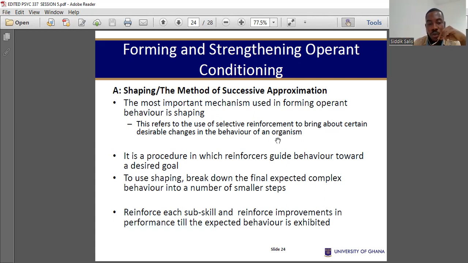So when you are going to strengthen the behavior of someone, you need to be selective of what you're going to reward the person with. Let me put it that way. Reinforcement is like you're rewarding. So what are you going to reward the person with? The selection you do is what we call shaping, because that's going to shape the behavior of the person. It is a procedure in which reinforcers guide behavior toward a desired goal. To use shaping, break down the final expected complex behavior into a number of smaller steps.